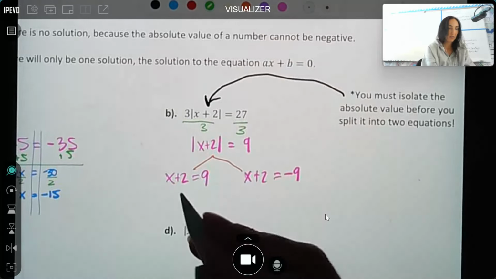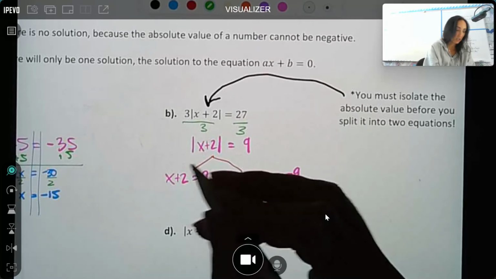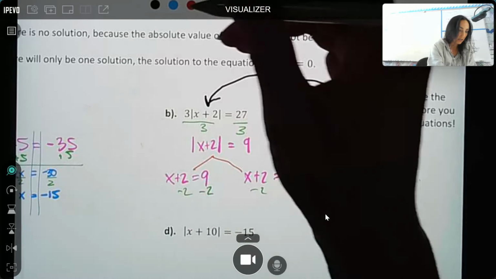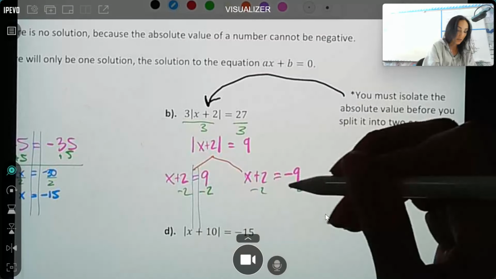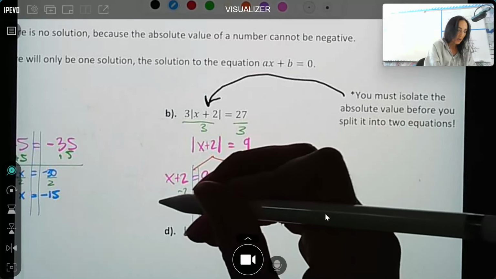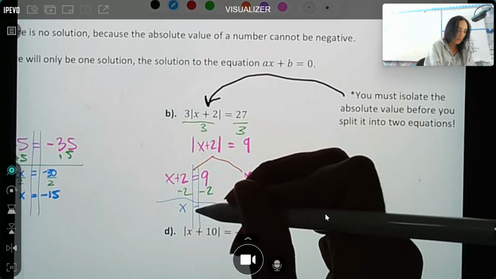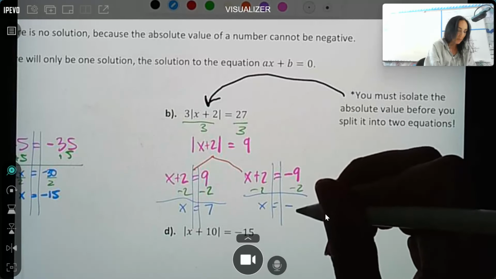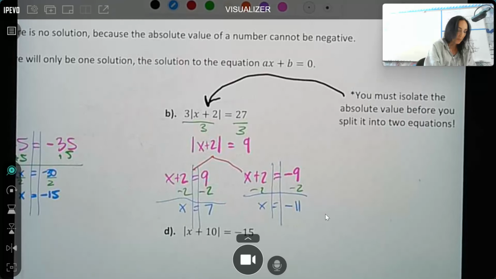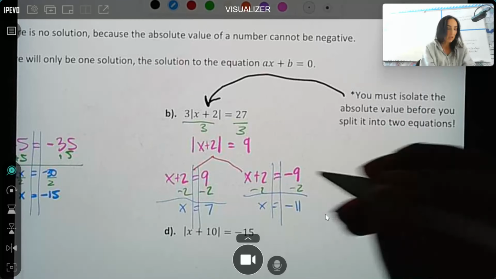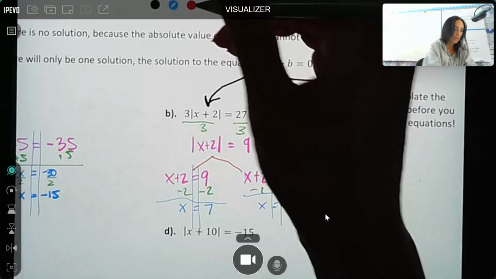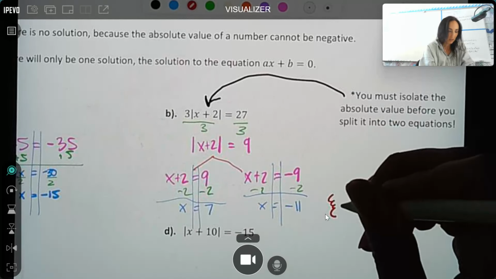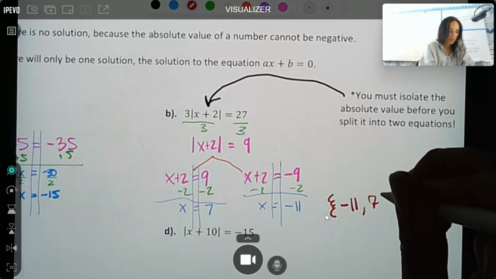And for both of them, I just need to subtract 2 from either side. So I'm going to subtract 2 from either side, being mindful that my answer will be different. So this turns into x equals 7, and this one is x equals negative 11. Those are both solutions. So I can write my solution set. I'll use my braces, and the smaller one goes first. So negative 11, and then my 7.